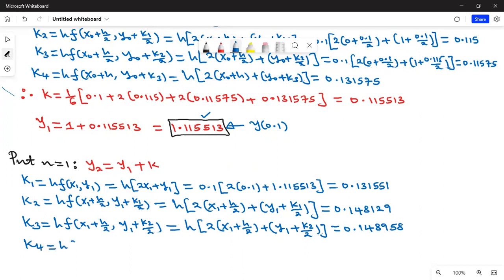And lastly, k4, from our definition, it is h f of x1 plus h, comma, y1 plus k3. And so this should give us h. You see, our f of xy is 2x plus y. Where there is x, I'm putting x1 plus h. Where there is y, I'm putting y1 plus k3. So it will be twice of x1 plus h plus y1 plus k3. Substitute those values and then press in your calculator. You need to get k4 is 0.166447.